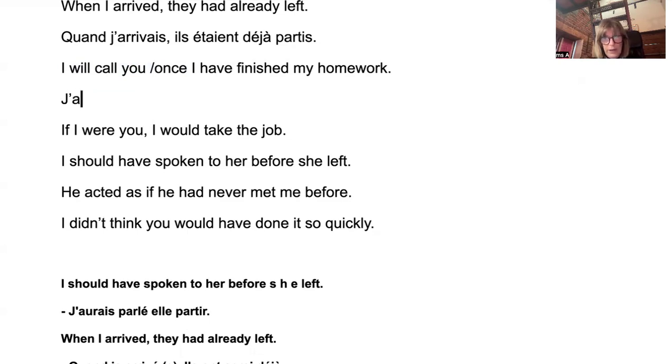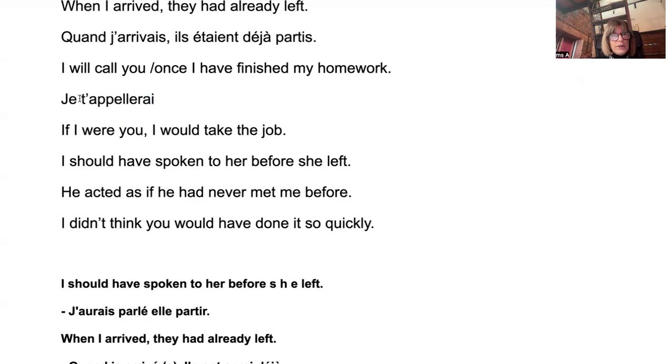So, j'appellerai. This is the future of the verb appeler. I have added AI, but watch out, sometimes, like here in this case, you have to double the L, which is not the case when you have an infinitive. Okay, I will call you. And the you, when it's a little word, it will come in front. So it will be je t'appellerai.